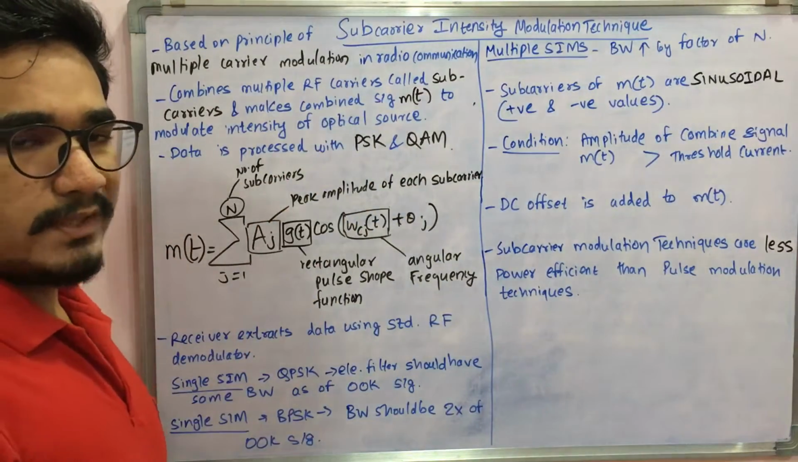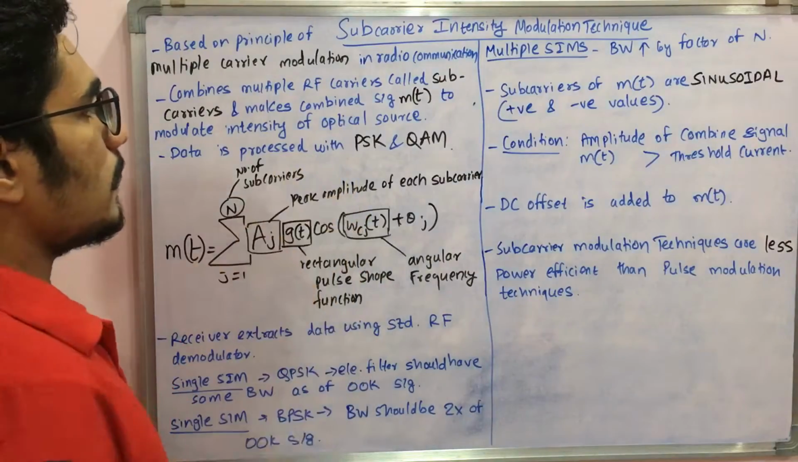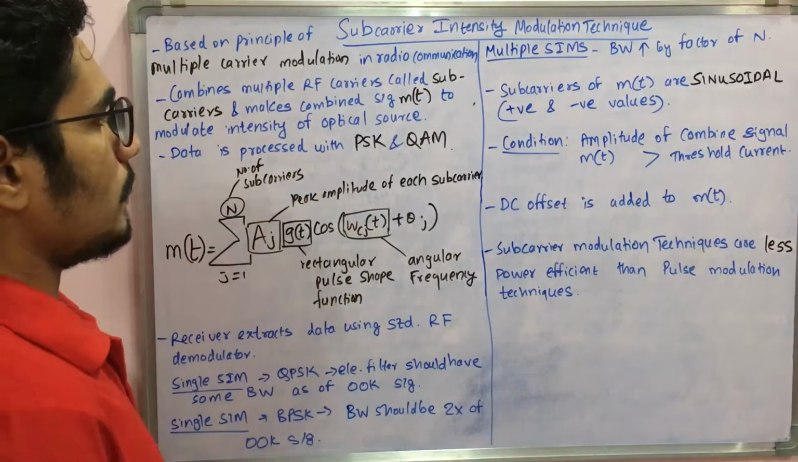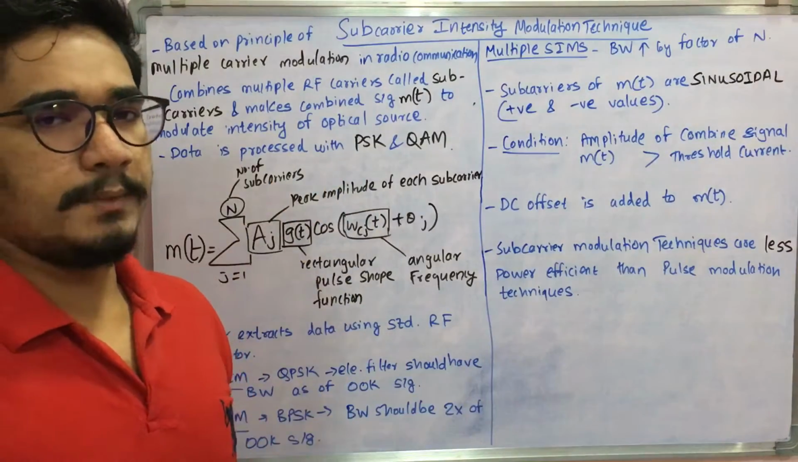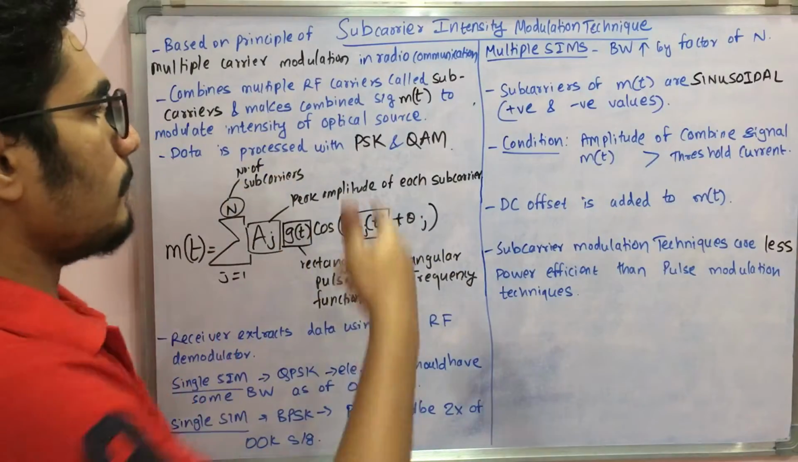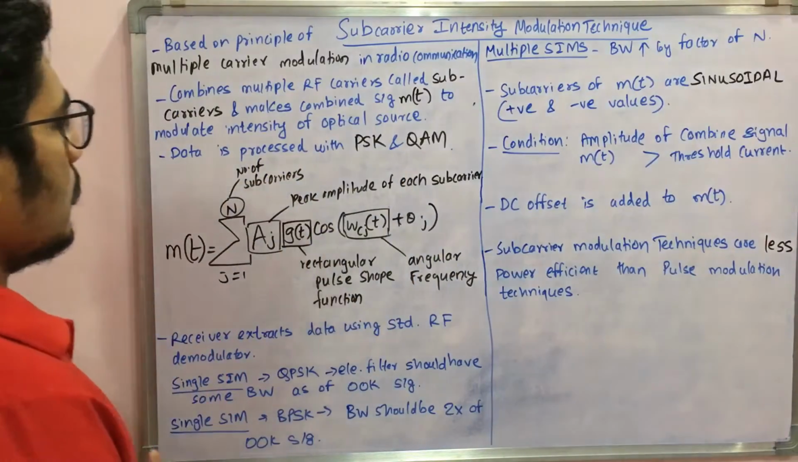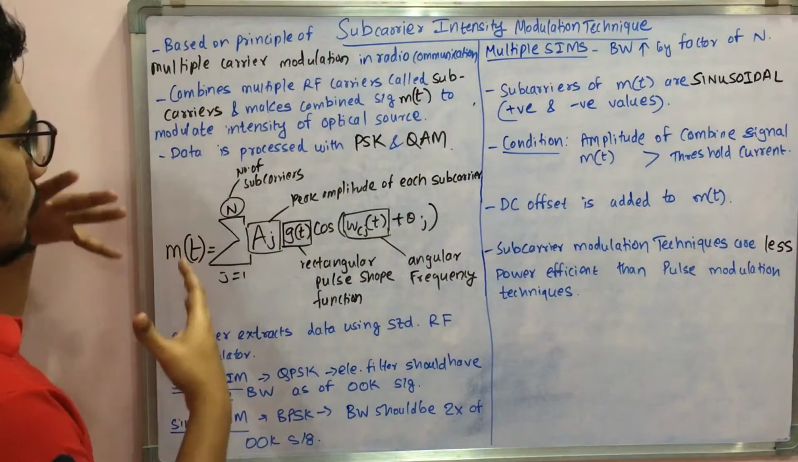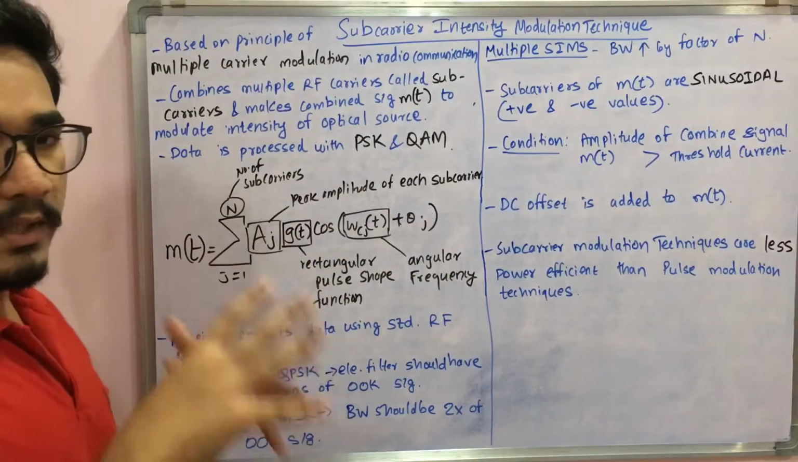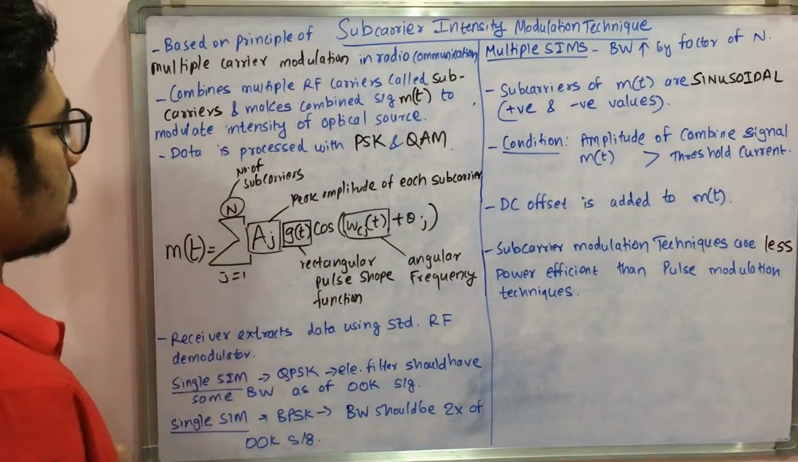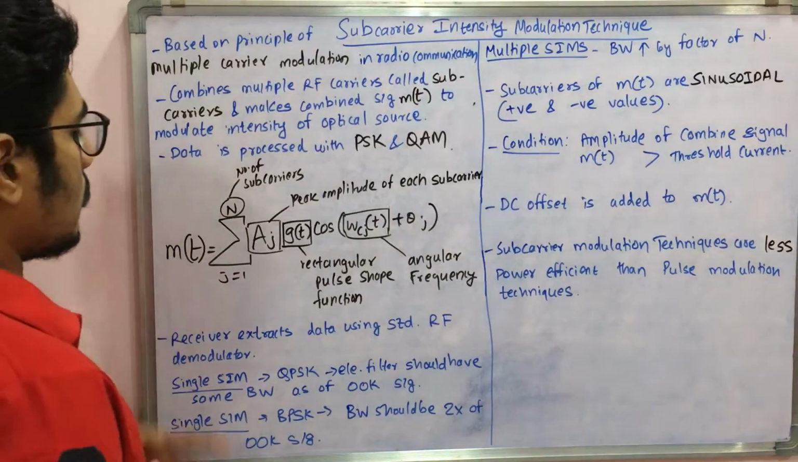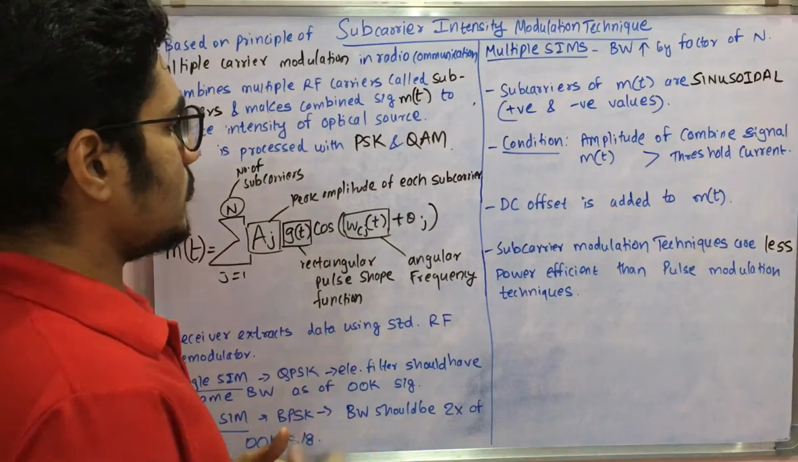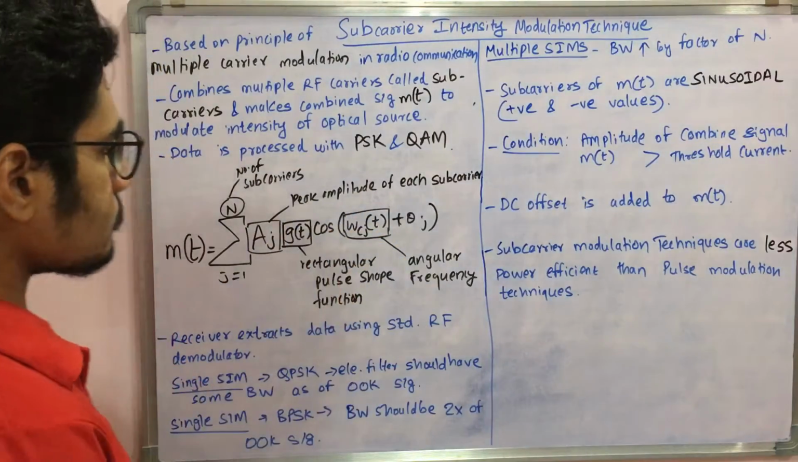Before the data is modulated, it is pre-processed by using phase shift keying (PSK) and quadrature amplitude modulation. With these two techniques, the data is pre-processed before being modulated by putting it into this function, m of t. The combined radio frequency signal is given by an equation like this: sigma of j runs from 1 to N, A j times g of t, times cosine of omega c j t plus theta j.